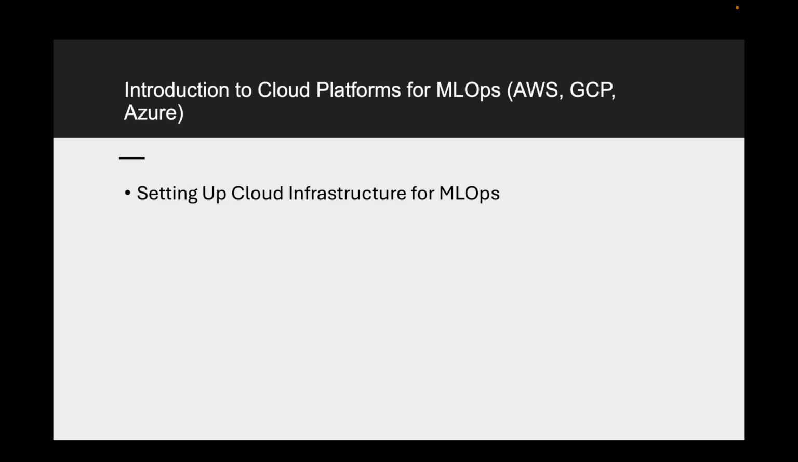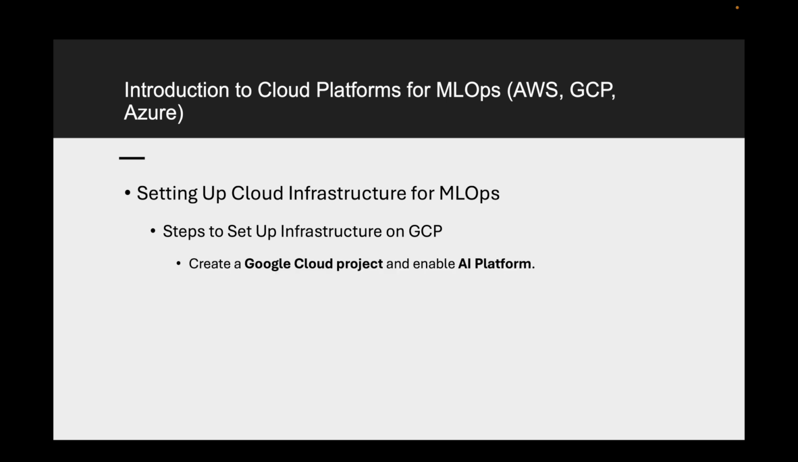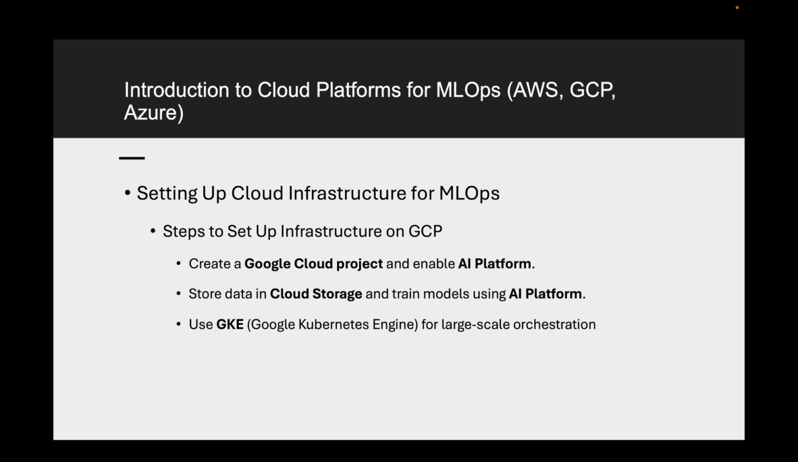Next, let's look at steps to set up infrastructure on GCP. For this, you'll have to first create a Google Cloud project and enable the AI Platform. Next, you'll store data in Cloud Storage and train models using AI Platform. And finally, use GKE, which is the Google Kubernetes Engine, for large-scale orchestration.